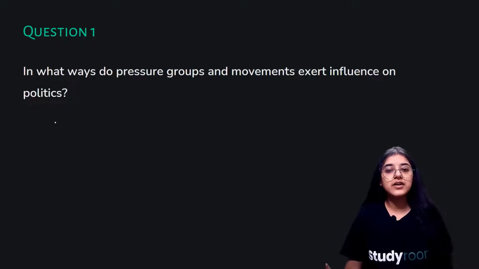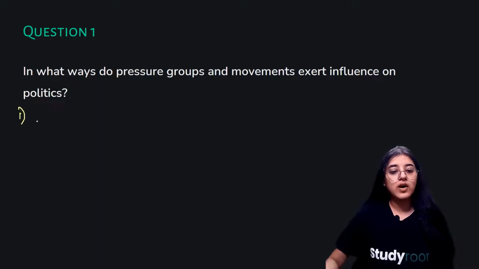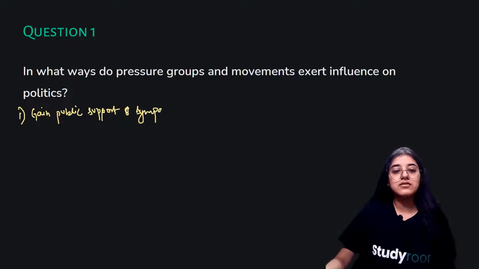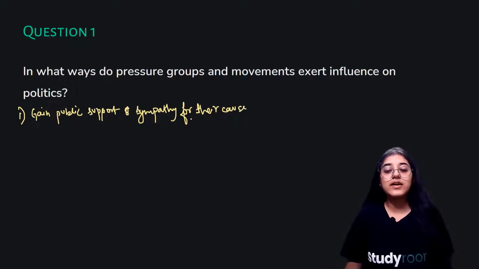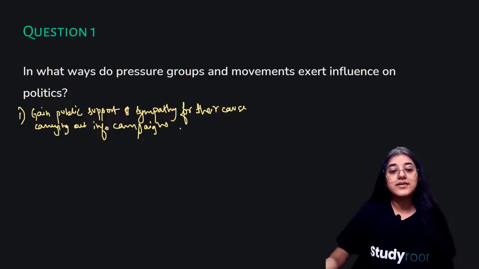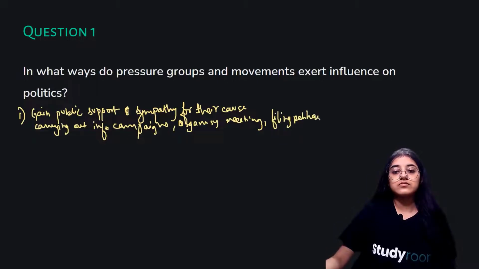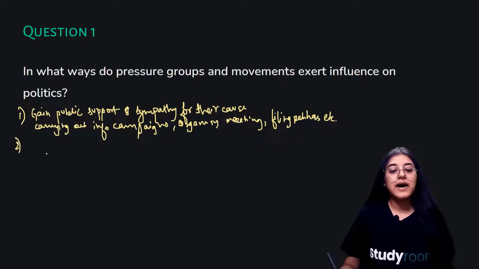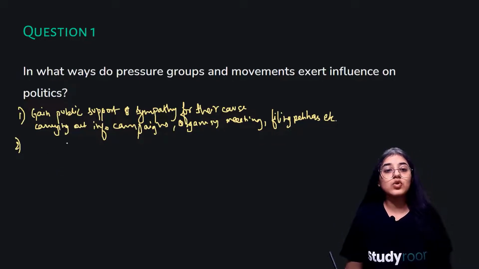Pressure groups and movements exert influence on politics in a variety of ways. Let's start with number 1: they try to gain public support and sympathy for their cause. And how do they try to do it? By carrying out various information campaigns, organizing meetings, filing petitions, etc. And number 2 that we have is organizing strikes and disruptions. They seek to make the government take note of their demands.